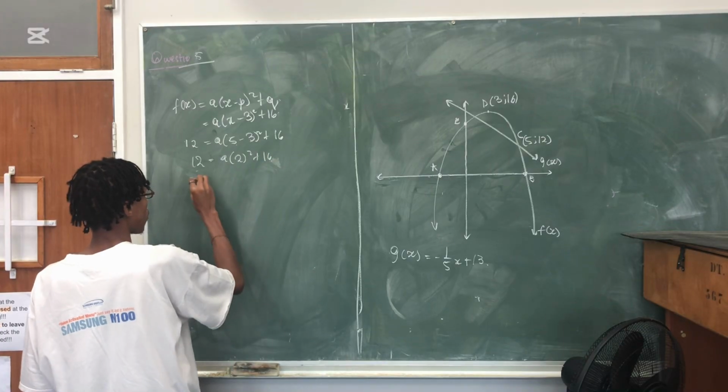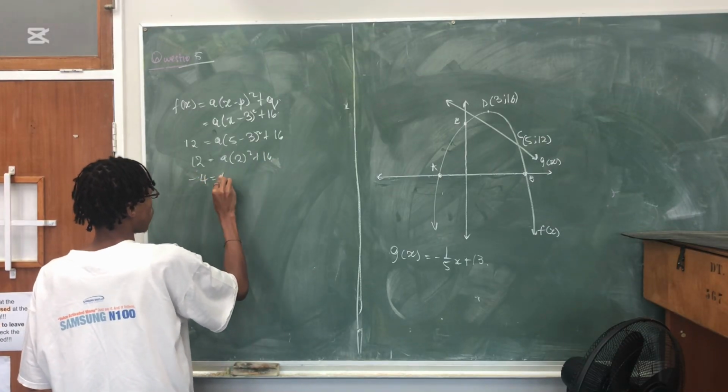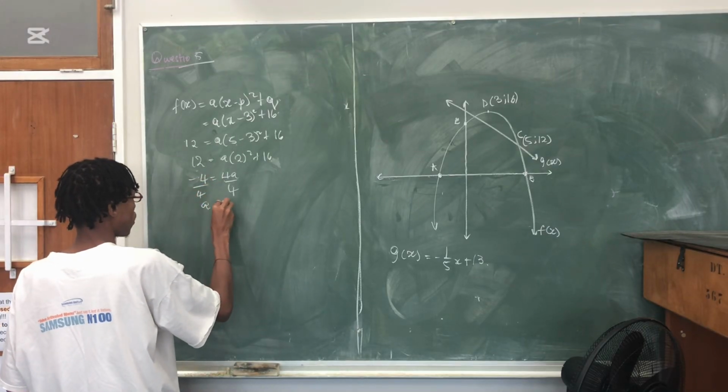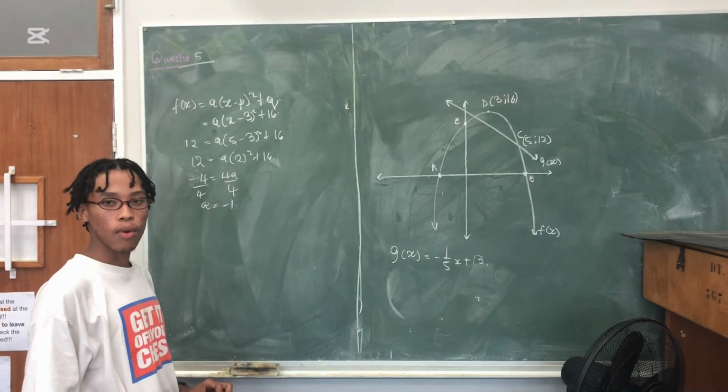12 minus 16 is going to be -4. That's going to equal 4a, so -4 divided by 4 gives a equal to -1.